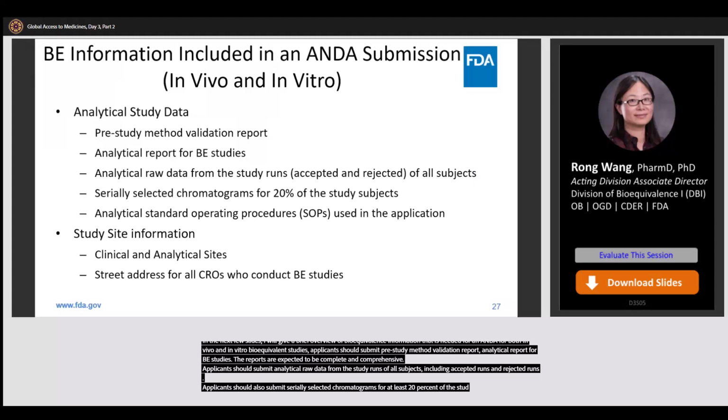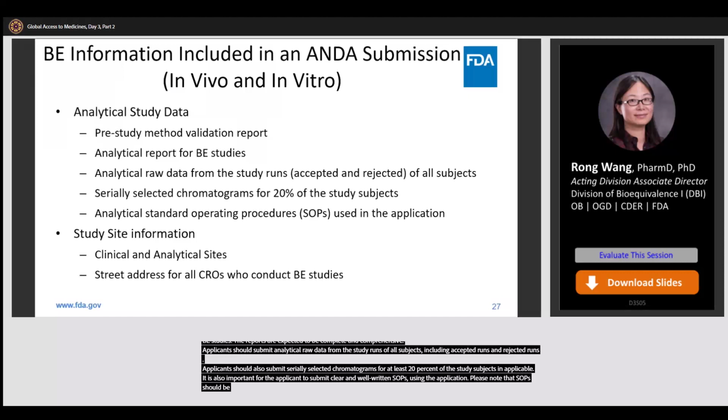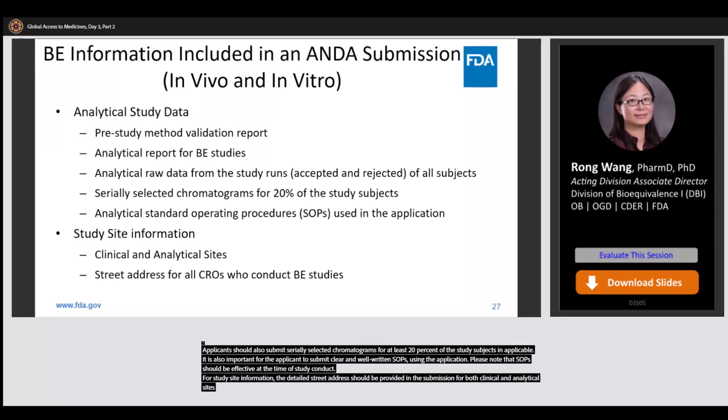It is also important for the applicant to submit clear and well-written SOPs used in the application. Please note that SOPs should be effective at the time of study conduct. For study site information, the detailed street address should be provided in the submission for both clinical and analytical sites where BE studies were conducted.